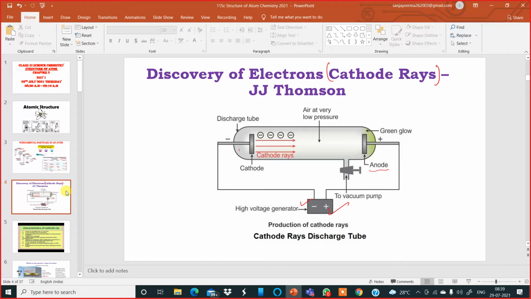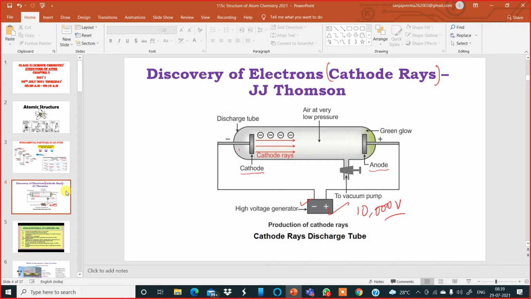Then when around 10,000 volts of potential difference was applied across the cathode and anode, some particles were emitted from the cathode which started to move in the direction of the anode. After hitting the anode, it was observed by Sir J.J. Thomson that there was a green glow behind the anode. So that was how the discovery of electrons, the cathode rays, took place. This was the experimental setup done at that time.